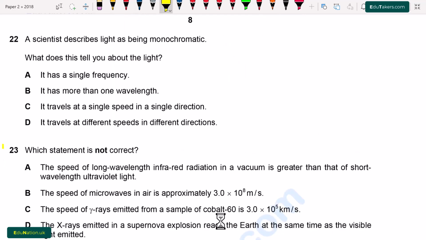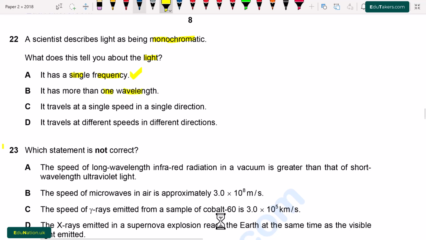Question number 22. A scientist describes light as being monochromatic. What does this tell you about the light? So when the light is monochromatic, it means that it has only a single frequency. Or we can simply say that light of single frequency or wavelength is known as monochromatic light. Now we see the options. Option A, it has a single frequency. This is the correct statement. B, it has more than one wavelength.